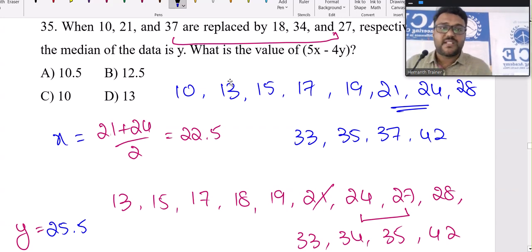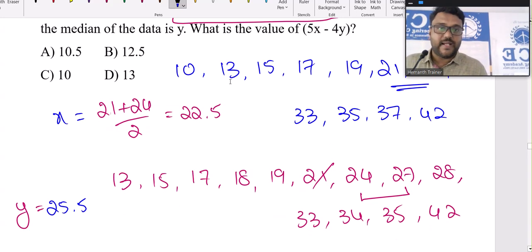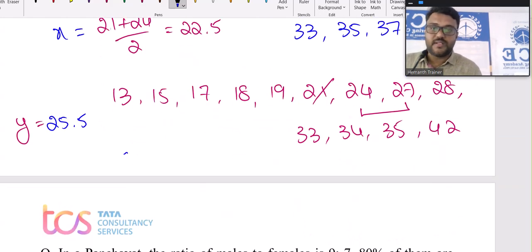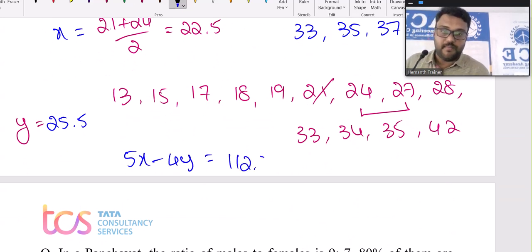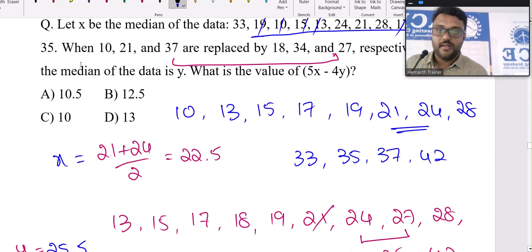Now, 5x minus 4y. What is the 5x value? 5x is 112.5, minus 4y is 102. We got 10.5. So we can see the option which is 10.5. Yes, the option is available. So this is the question given in TCS. So check it out once.